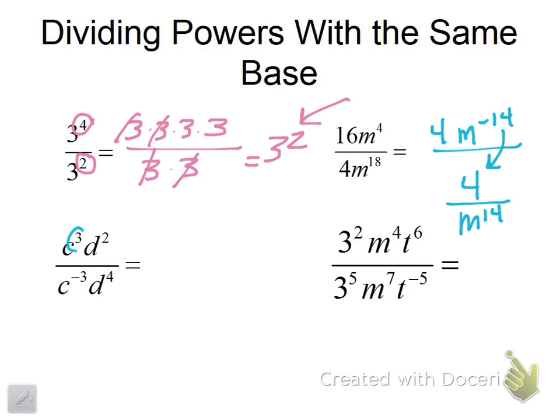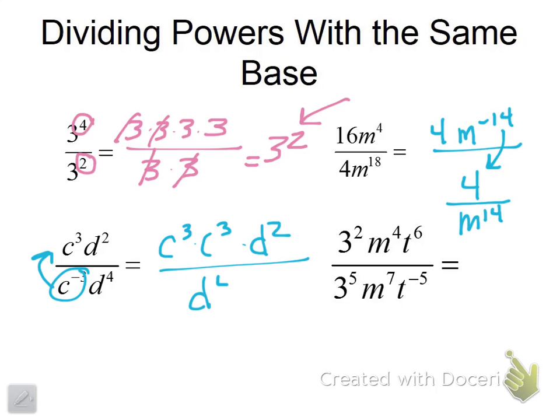Okay, so this next one, 3 plus negative 3 is going to be 0. Or 3 minus negative 3 is going to be 3 plus 3. So an easier way to do this, I would just bring this up top first. So move around your negatives first. So it's going to be c cubed times d squared over d to the 4th.